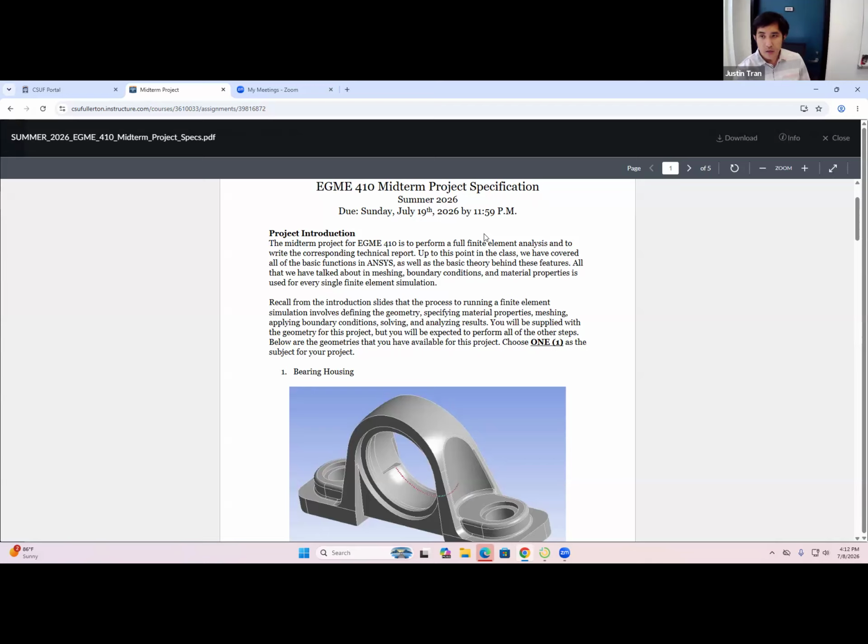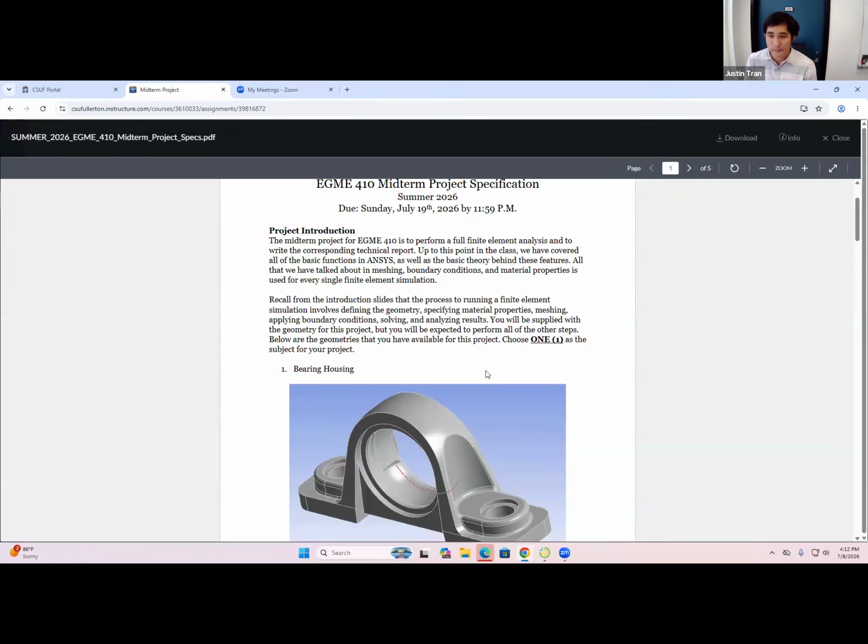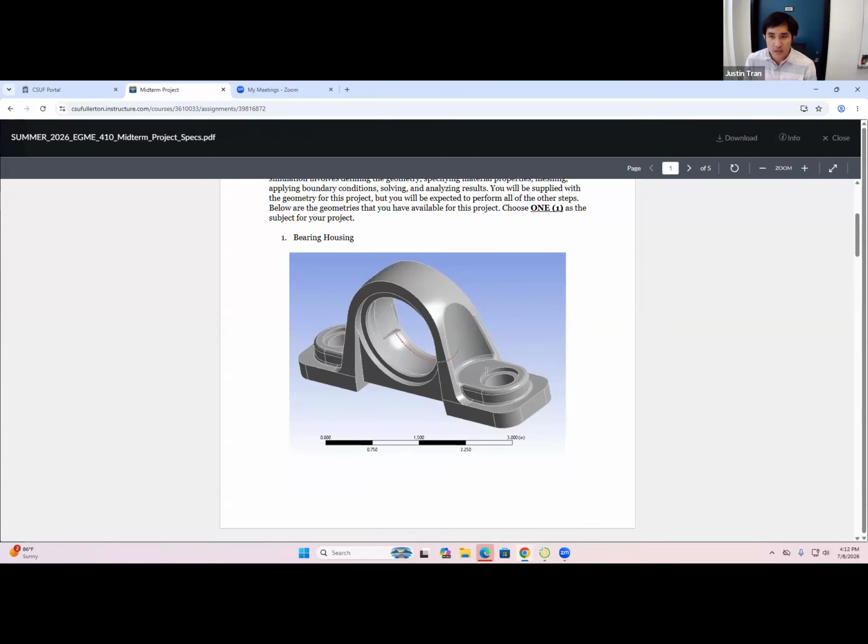Okay, all right. The first thing you're going to have to do with the midterm project is choose your geometry. I'm giving you 3 options. You only have to choose one of them. You can do more than one, but I'm only going to grade one. So choose the one that you think will be the best for you. Option 1 is this geometry, which I call the bearing housing. It's this device right here.